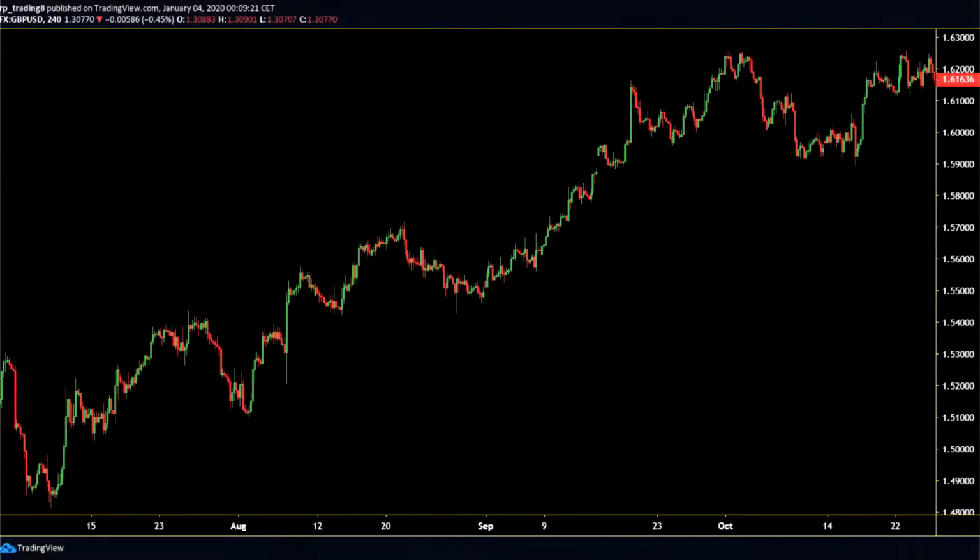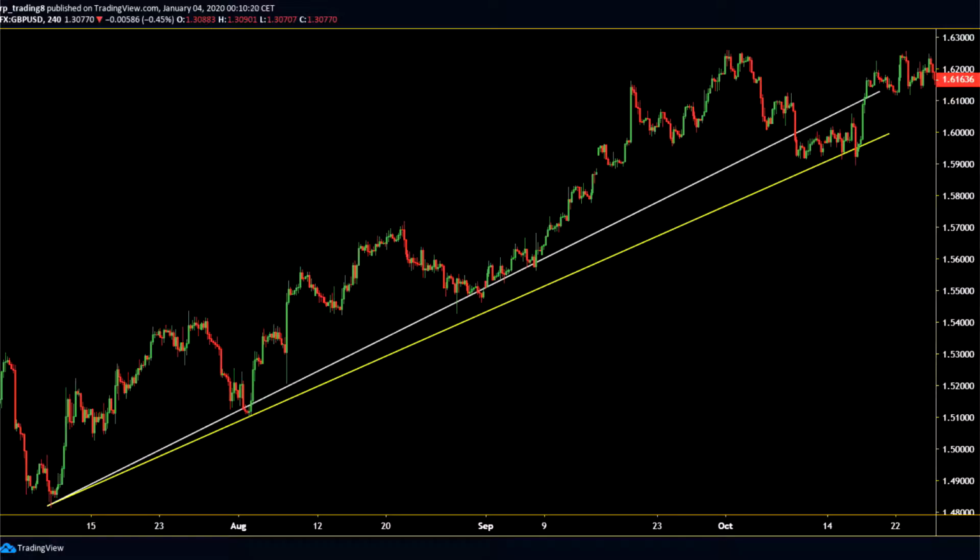Let's check an example for an uptrend. Now you can draw a level like that, and you can draw it like that. I prefer the white trend line because it is the one that price is interacting with the most, and I would delete the yellow one in that case.